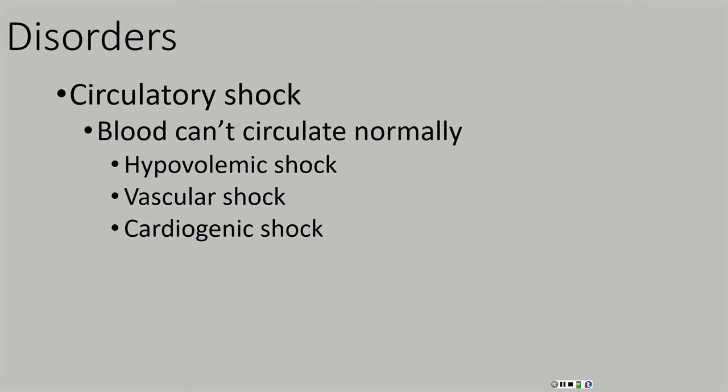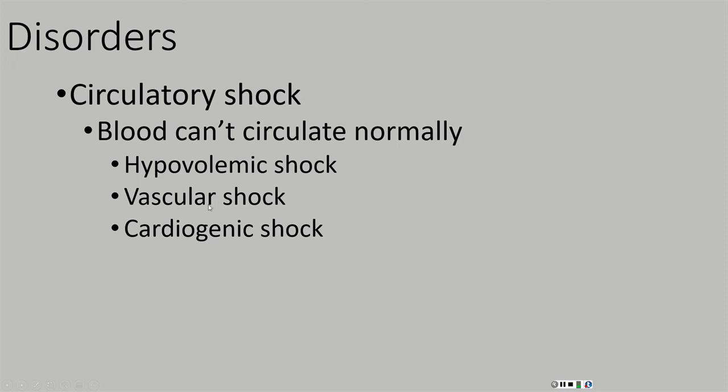Next, we're going to talk about circulatory shock. And circulatory shock, there's different types of circulatory shock, but what they have in common is your blood cannot circulate normally. One type is hypovolemic shock. In hypovolemic shock, you don't have adequate blood volume. Maybe it's a hemorrhage. Hypovolemic just means low volume. So it's a drop in blood volume. And if you don't have adequate blood volume, then that blood can't be circulated normally.